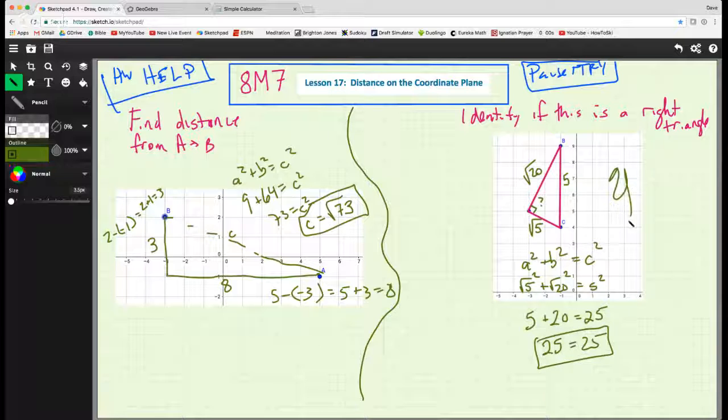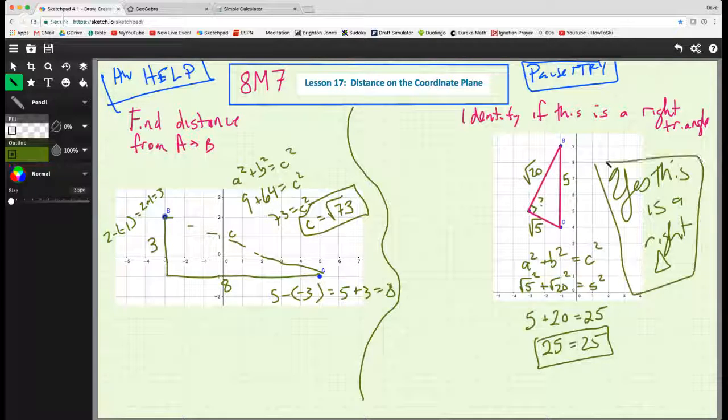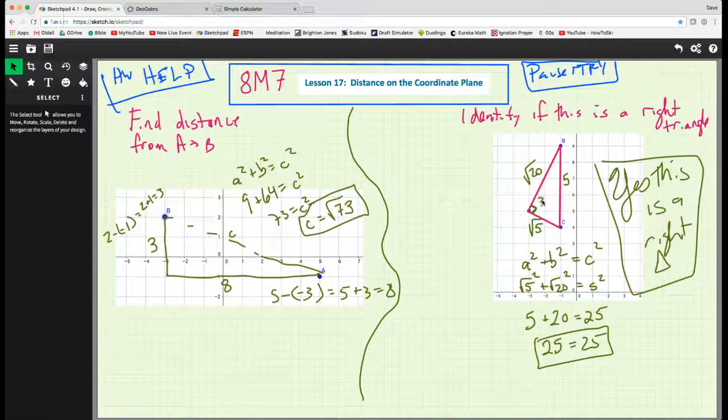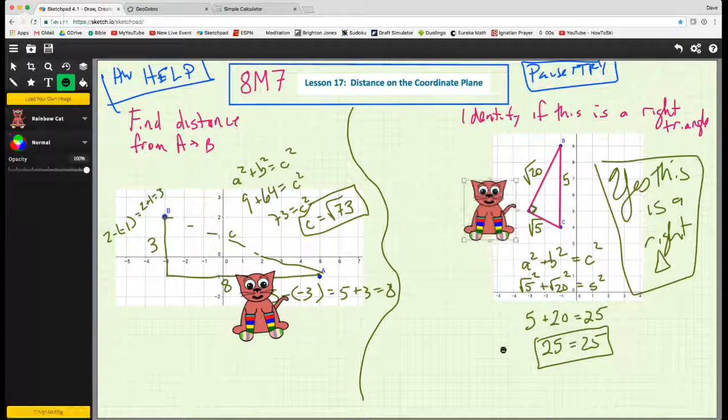So yes, this is a right triangle. So I'll go ahead and mark this, and I'll get rid of my little question mark because it is a right triangle. Let's lay down our happy cats. Good.